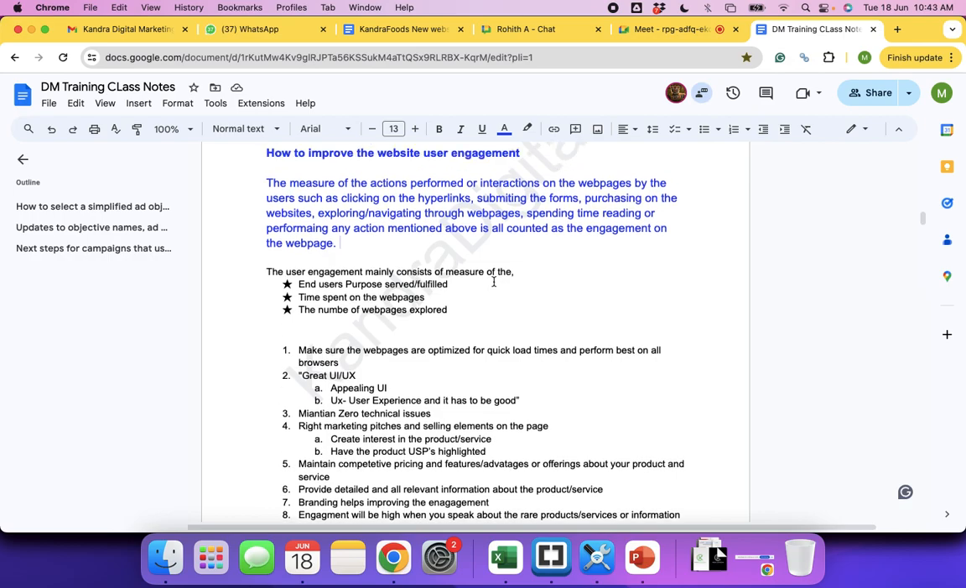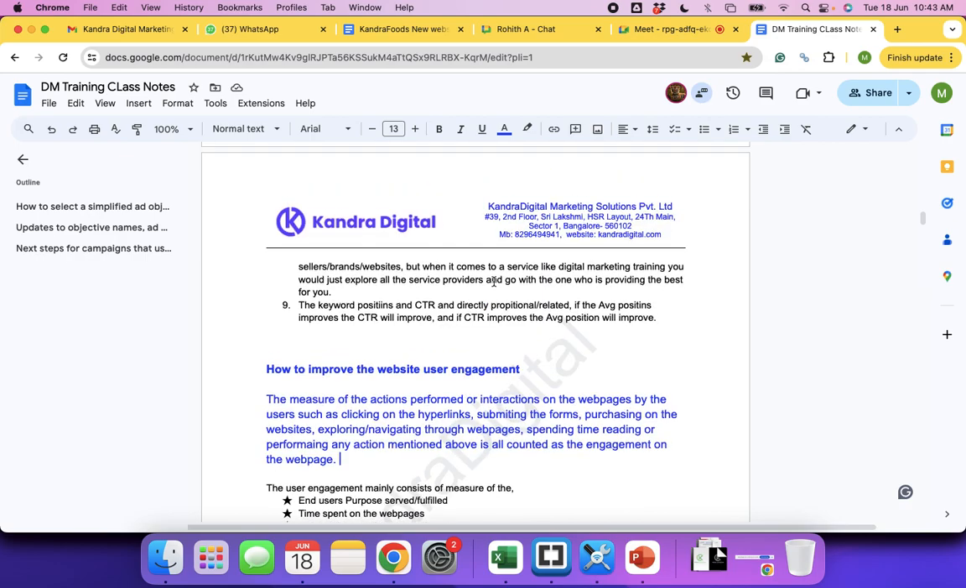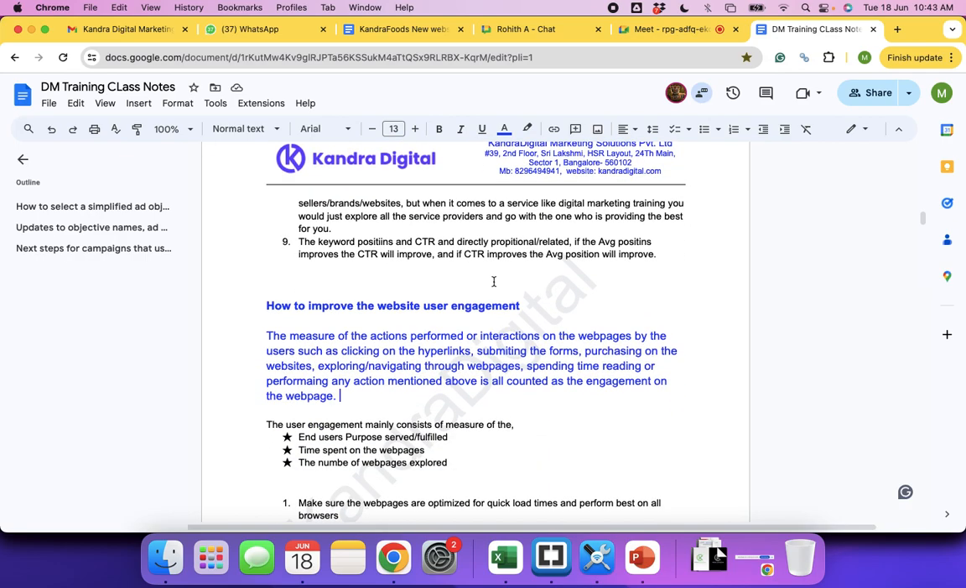So one of the key criteria to understand user engagement is whether the end user's purpose is fulfilled or not. If you are searching on Google to buy shoes online and visiting the website, you are the end user and your purpose is to buy a pair of shoes, correct? If that is not happening, the purpose is not fulfilled, and the engagement can be counted as poor.